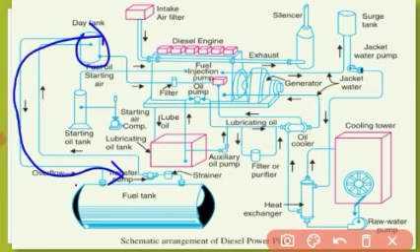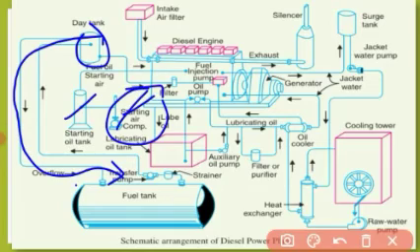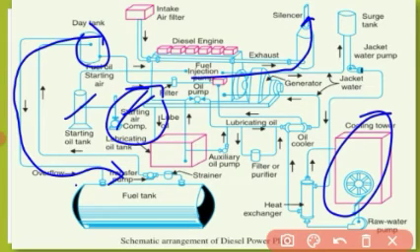Here is a starting air compressor and starting oil tank. As I explained in the last point, the compressor system starts the engine initially. Exhaust goes through the silencer. Then the cooling tower: its function is that water is circulated, cooled, and fed back. Filters and strainers are used to remove the impurities.